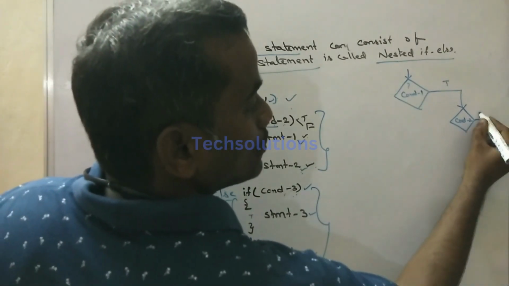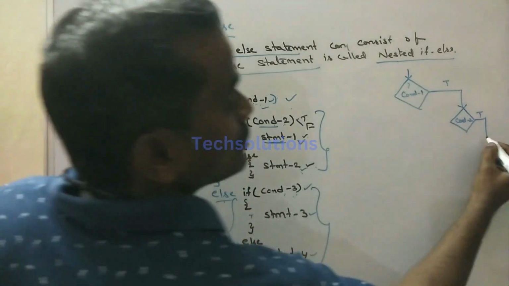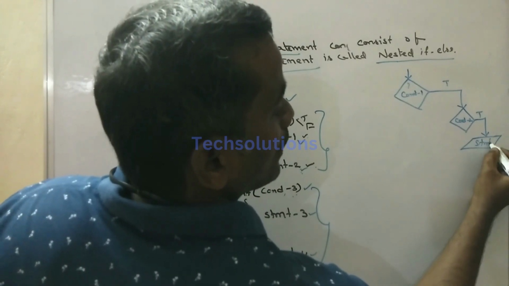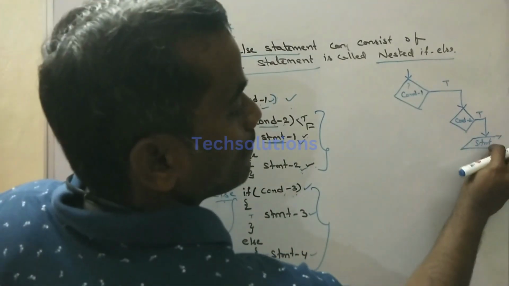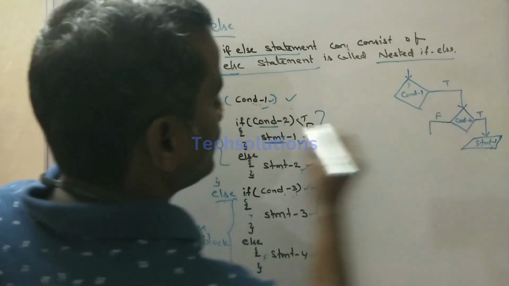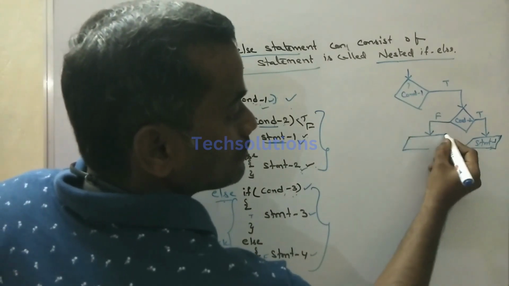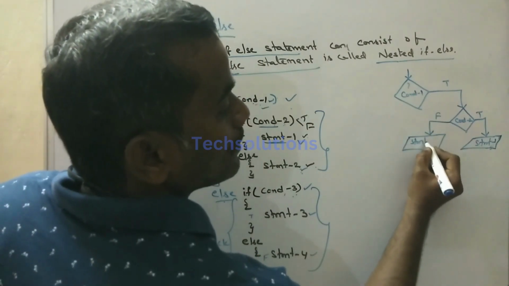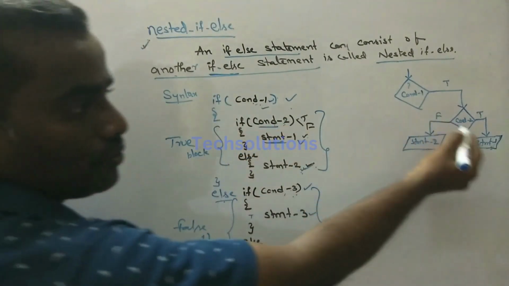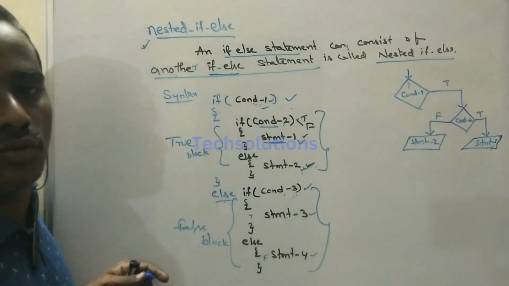Here, if it is true, which one? The condition 2 is true means I want to execute statement 1. Suppose here, if it is false, which one? The condition 2 is false means I can execute statement 2. If condition 2 is true, I can execute statement 1. If it is false, I can execute statement 2.